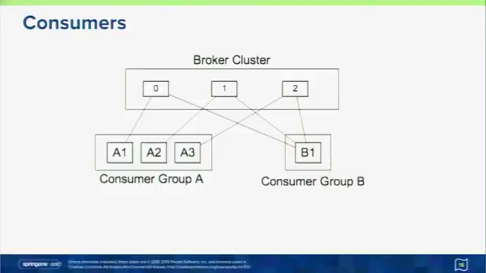So A1 is going to read from partition 0, A2 is going to read from partition 1, and A3 is going to read from partition 2. And this is really where partitioning comes in, the parallelization of the processing for that data. Now let's say A3 goes down. What the consumers will do is a rebalance and orchestrate themselves together and say, oh my goodness, A3 is down, what are we going to do? So A2 can start reading from partition 2 because it knows A3 is down.